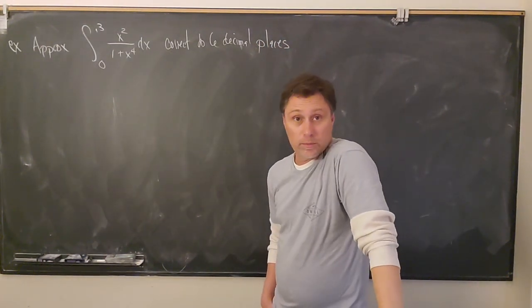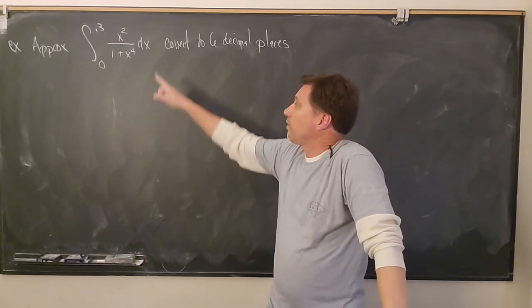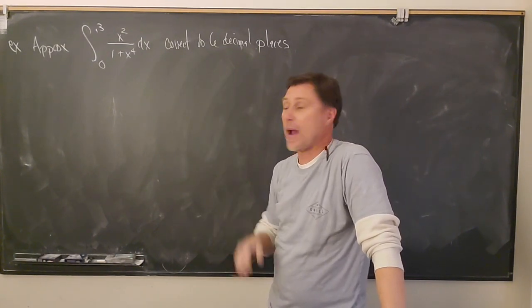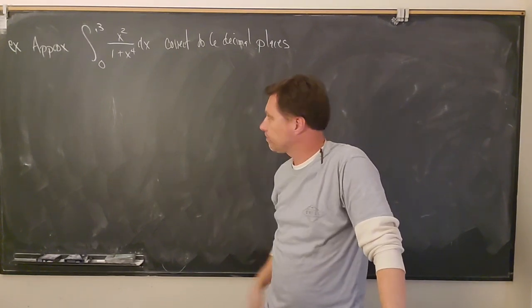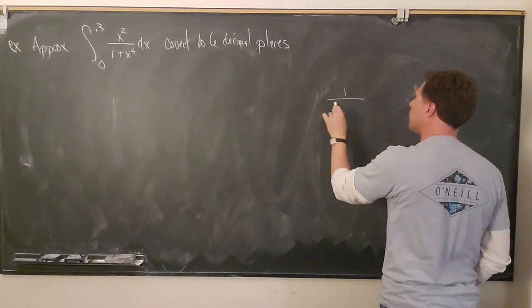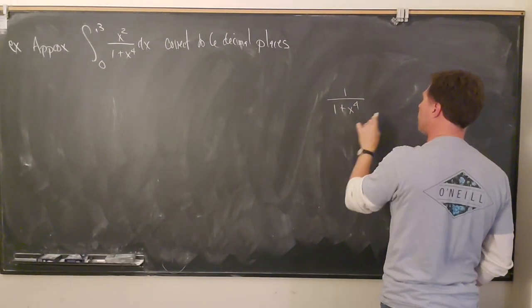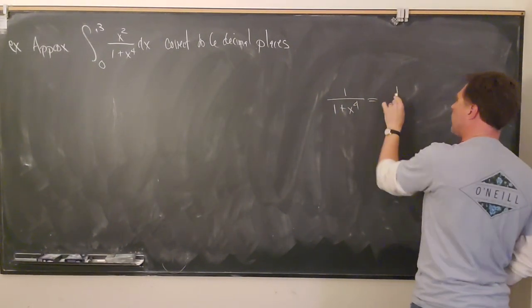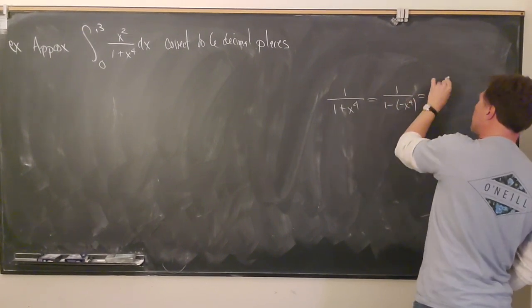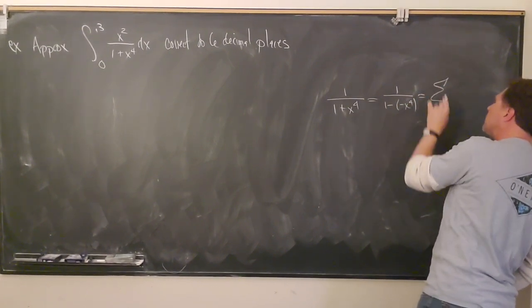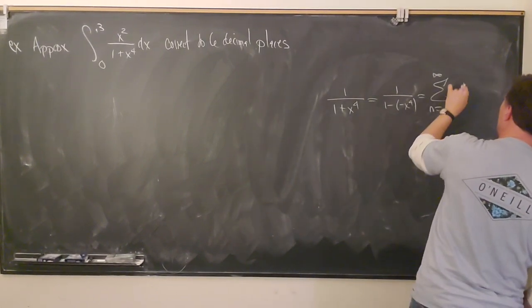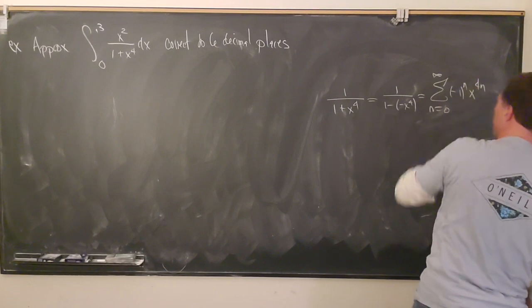Here's what we're going to do. We're going to find a power series representation for our integrand, and we're going to integrate that power series. And we'll see what happens. So just off to the side, 1 over 1 plus x to the 4th is going to be 1 over 1 minus the negative x to the 4th, which is going to be the sum n equals 0 to infinity of (-1)^n x^(4n).